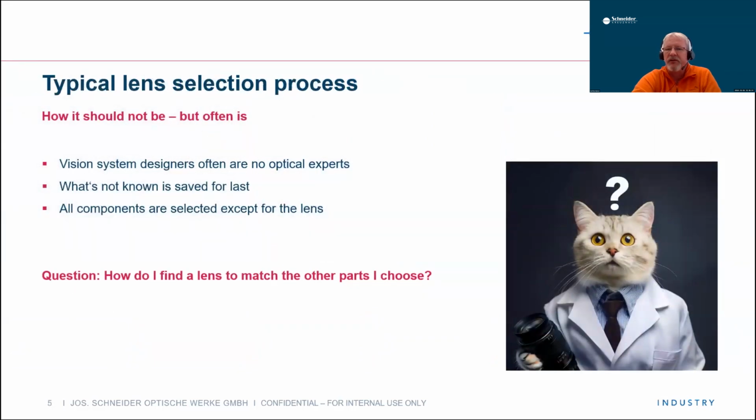So let's concentrate now on the topic of the speech. What is a typical lens selection process if somebody wants to design a complete vision system? From our experience, we know that vision system designers are very often no optical experts. And we all know how we are. What we don't know, we typically save for last. So we choose camera, we choose software, we choose lighting. And at the last point, we think, oh, we also need a lens. How should I get a lens now? And that's a very important and very difficult question for somebody to answer.